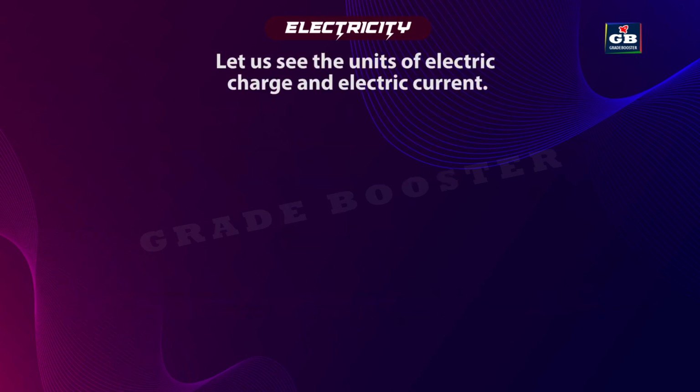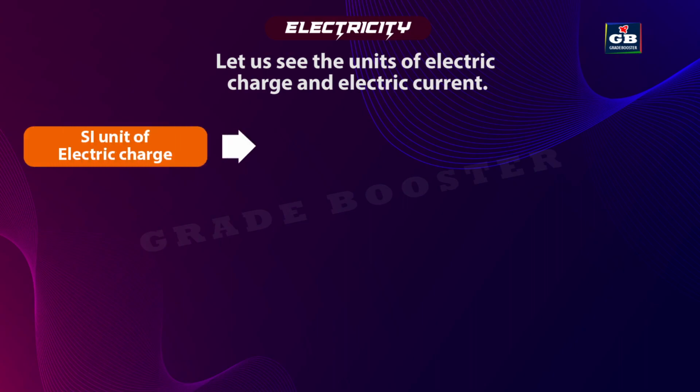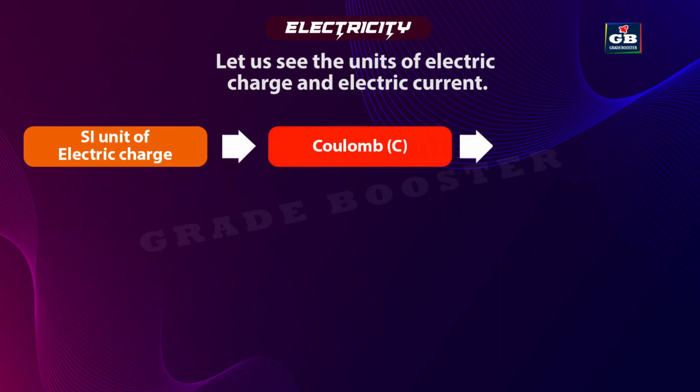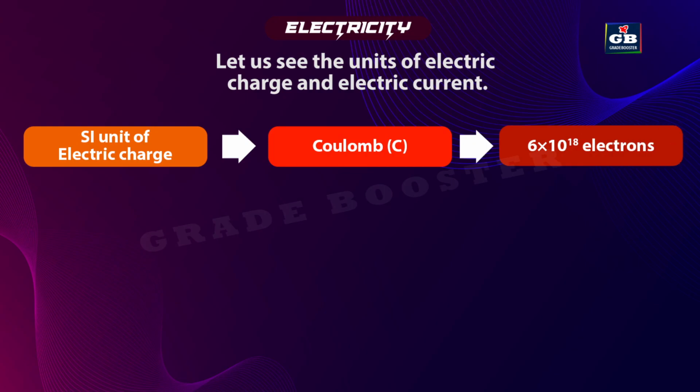Let us see the units of electric charge and electric current. SI unit of electric charge. The unit of electric charge is the coulomb, C. 1 coulomb is roughly equal to the charge of 6 into 10 to the power 18 electrons, with each electron carrying a charge of 1.6 into 10 to the power of minus 19 coulombs.